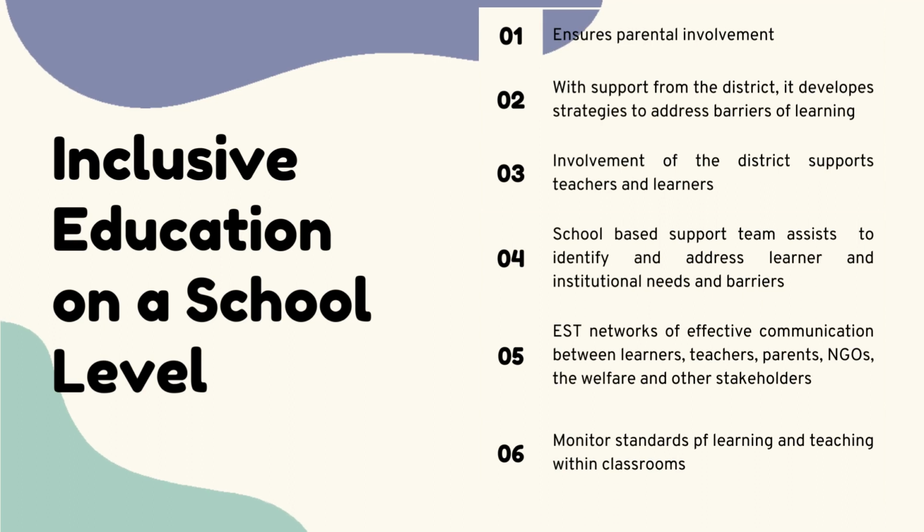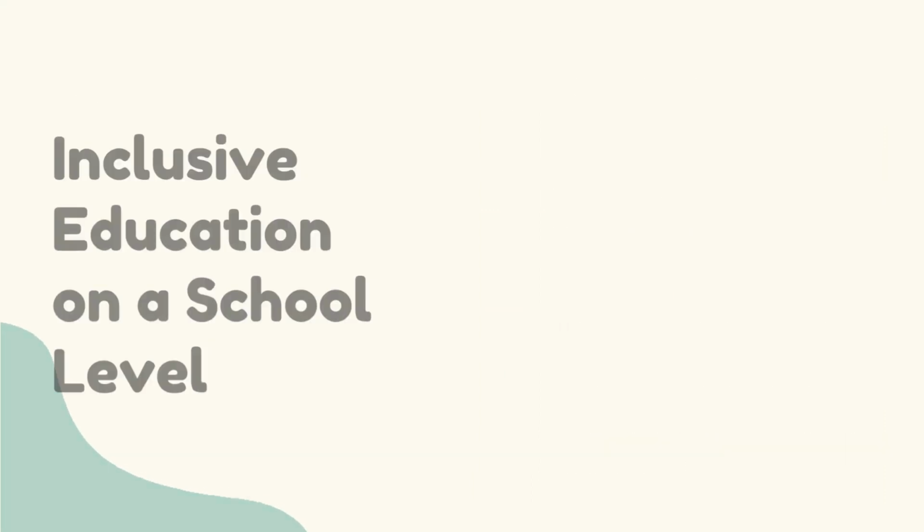Inclusive education on a school level. Number 1, ensures parental involvement. Number 2, with support from the district, it develops strategies to address barriers of learning. Number 3, involvement of the district supports teachers and learners. Number 4, school-based support teams assist to identify and address learner and institutional needs and barriers. Number 5, establish networks of effective communication between learners, teachers, parents, NGOs, the welfare, and other stakeholders. And number 6, monitor standards of learning and teaching within classrooms.